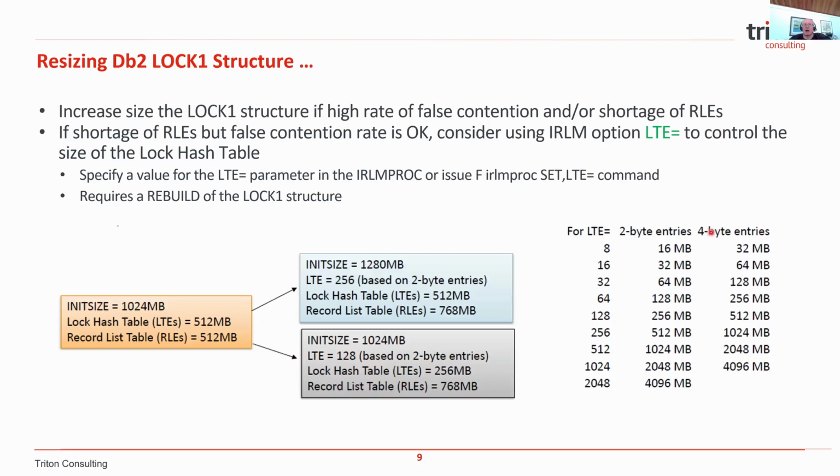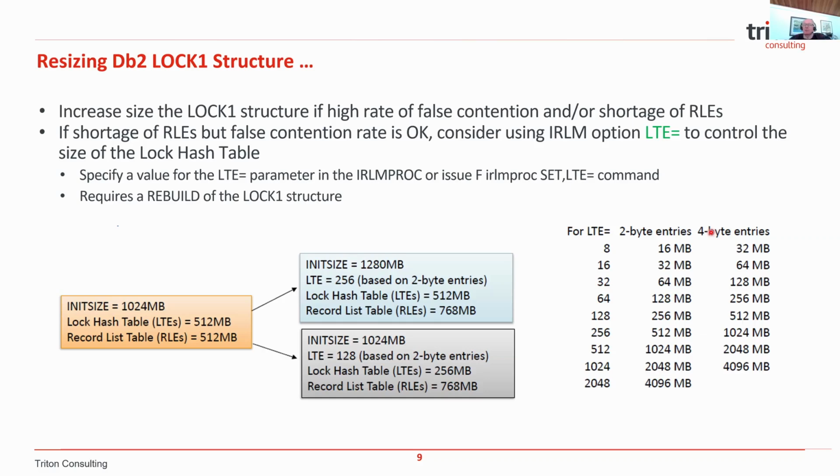Now, let's talk about resizing that LOCK1 structure. What would cause you to want to resize it? Basically, one reason would be a high rate of false contention, or it could be a shortage of record list entries. False contention, as I discussed on the previous slide, is when you get two or more resources landing on the same lock table entry.